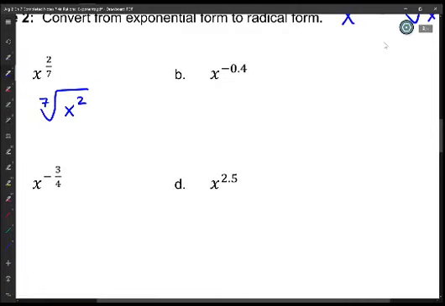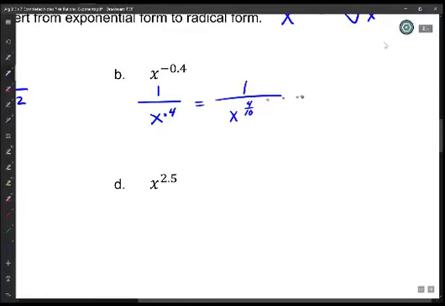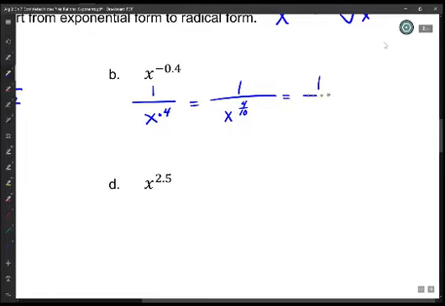On b, it's a little bit different. We have x to the negative 0.4. Well, first of all, that's 1 over x to the 0.4. We can think about what 0.4 is. Well, 0.4 is 4/10 or 2/5. I guess I can take some steps in writing this. So 1 over x to the 2/5. So that is 1 over the 5th root of x squared in the denominator.